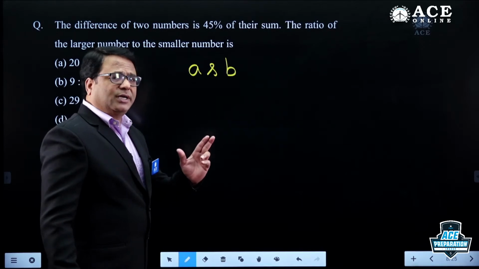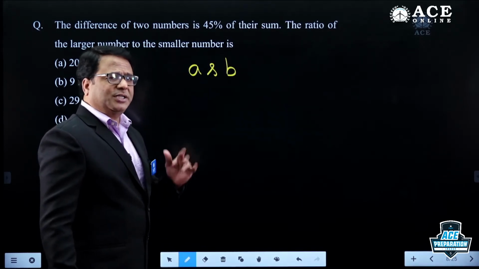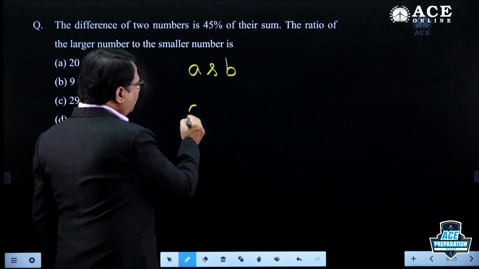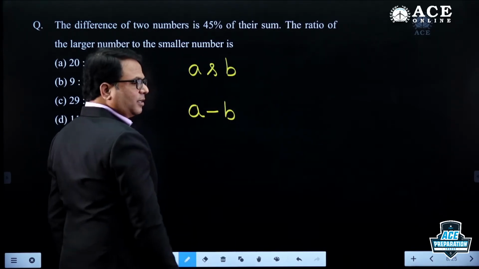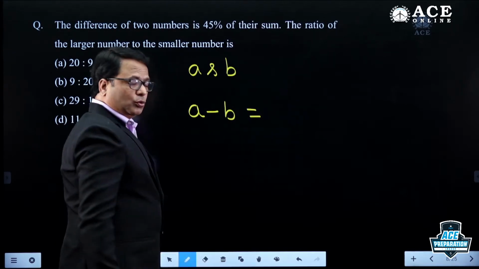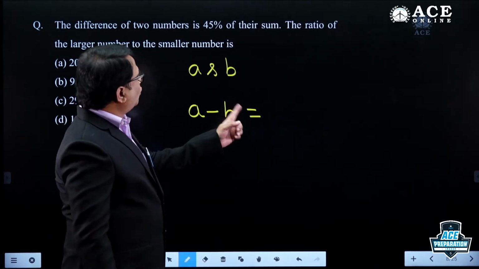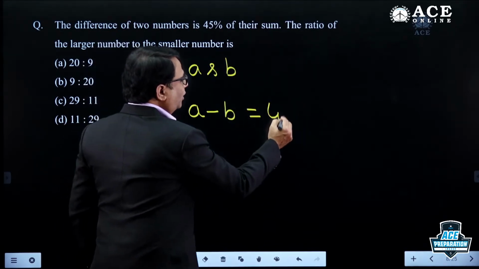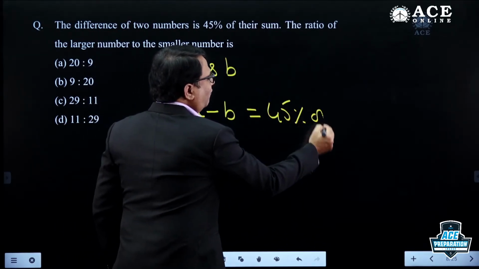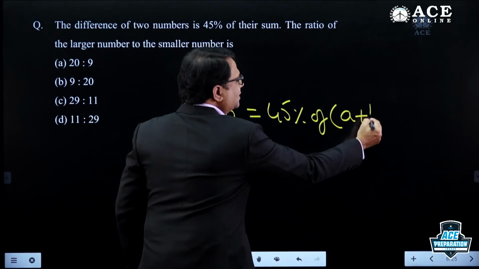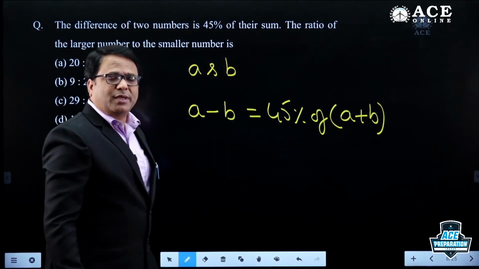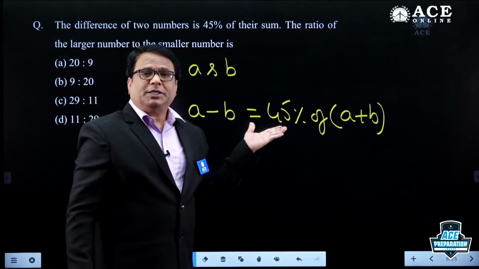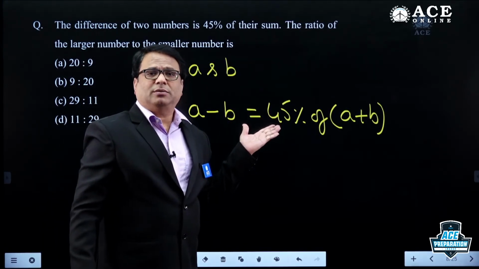Then what is the first condition? There is only one condition given. The difference of two numbers is A minus B, and it is equal to 45% of their sum. The sum is written as A plus B. Okay, so this is the condition given, and I put the condition in the form of an equation.